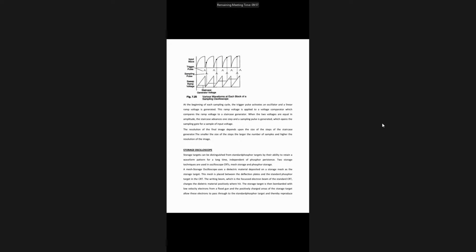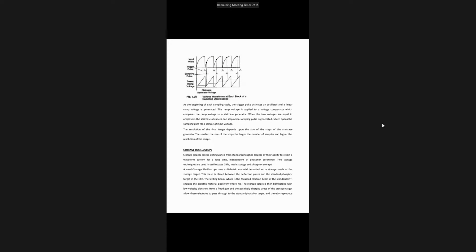So the storage targets can be distinguished from the standard phosphor targets by their ability to retain the waveform pattern for a long time. As I told you, the image persists on the screen from a few milliseconds to a few hours, and that is only possible with the help of the phosphor material which we are using here. That is known as phosphorescence, for retaining the information for the period the screen can retain the image, right? That is also known as phosphor persistence.